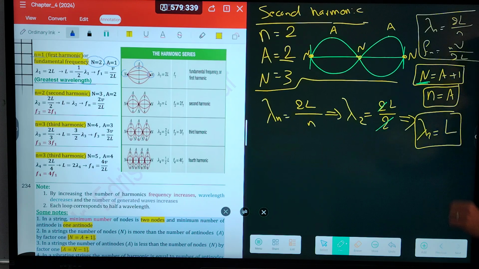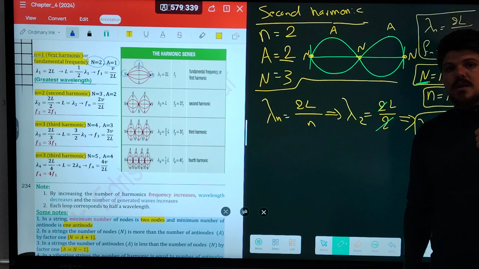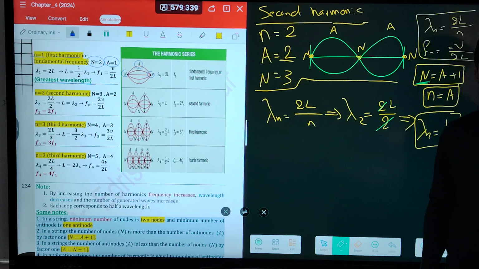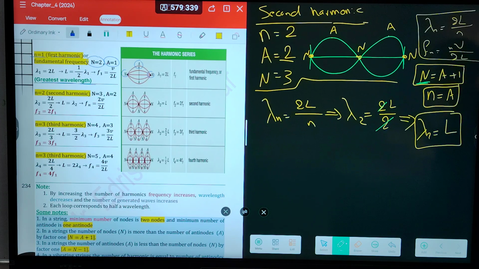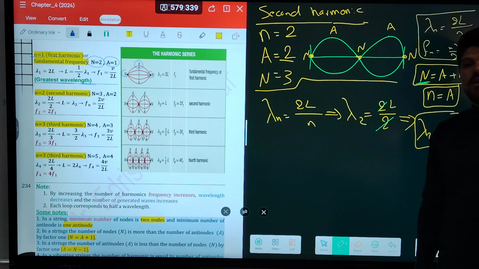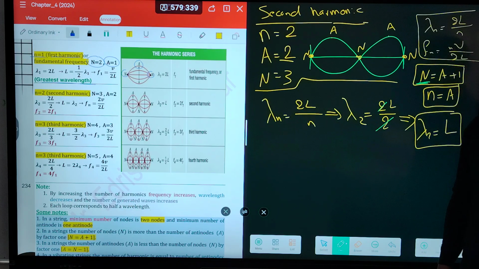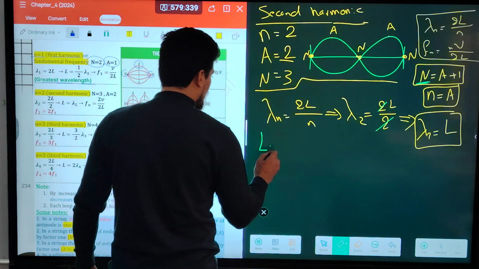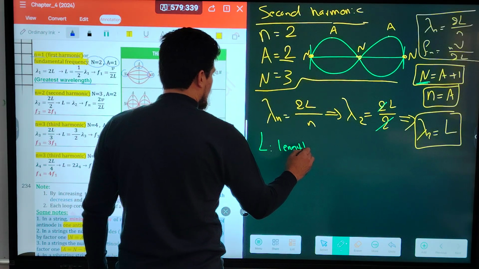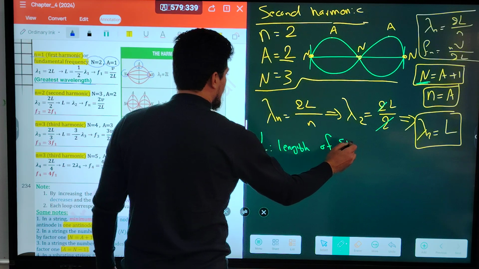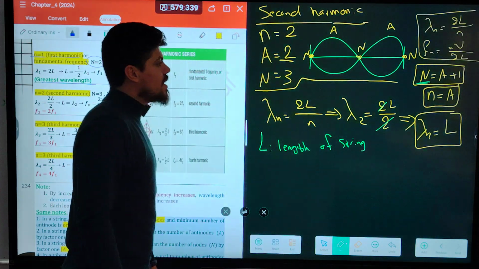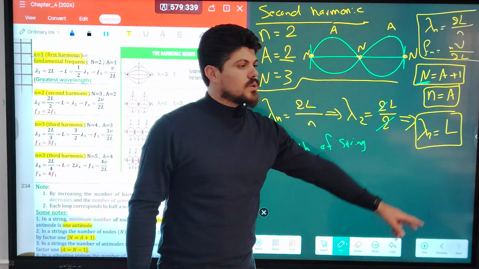But guys, let me ask you a question. In a vibrating string, it must be indicated in the question, string or pipe. In a vibrating string, for the standing wave harmonic, when is the wavelength equal to the length of the string? What do you mean by this L? Length of string. In a vibrating string, when is lambda equal to L?